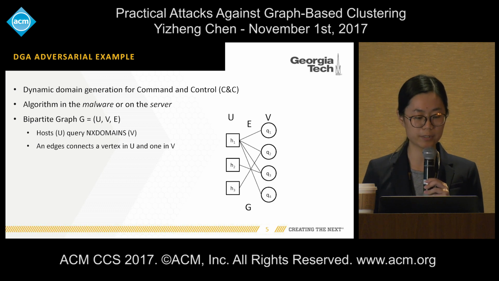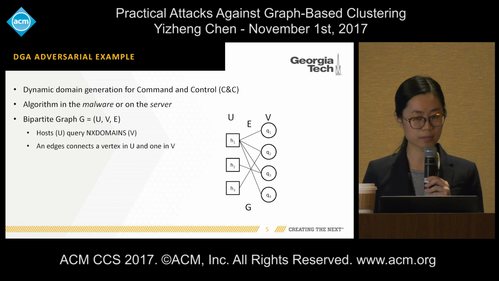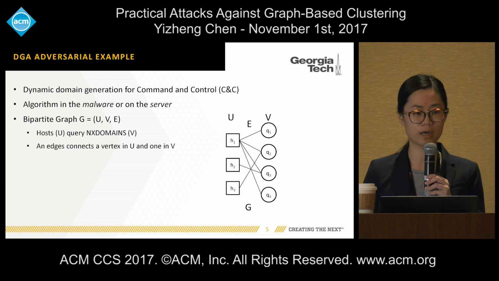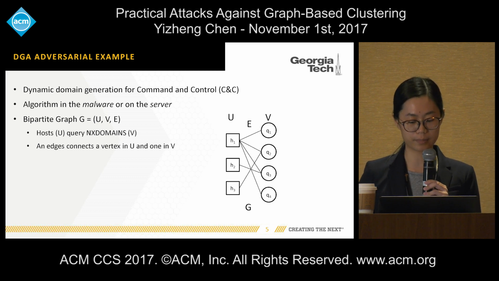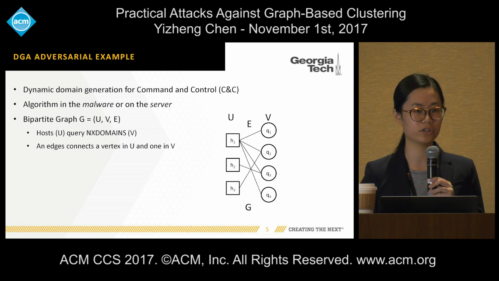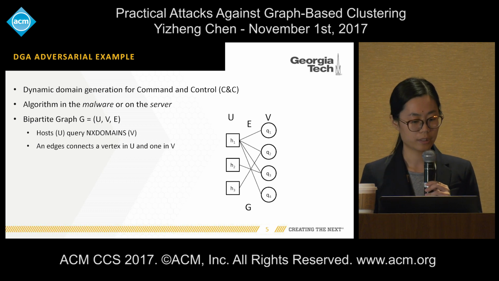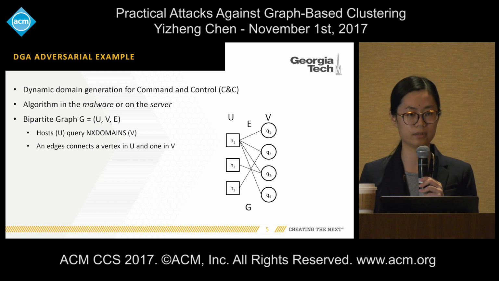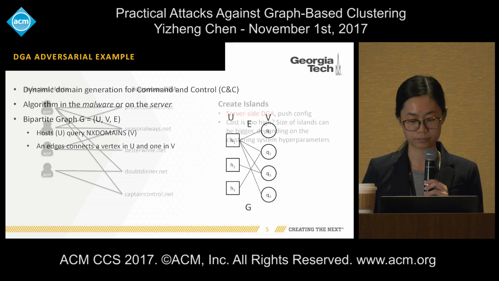Now, as a specific adversarial example to evade clustering, if for the same botnet malware family those DGA domains are clustered together because of the common infected hosts querying them, the attacker can try to separate these domains into distinct clusters by running a server-side DGA instead. The server-side DGA can push a different domain for a different infected host. Therefore, these domains can no longer be clustered together, and this creates islands.